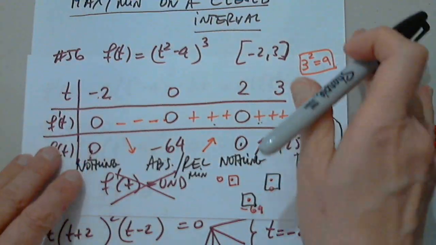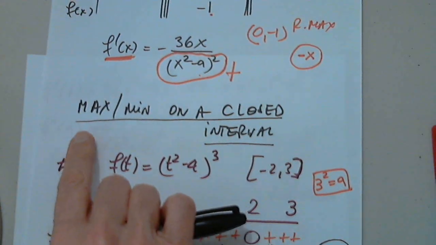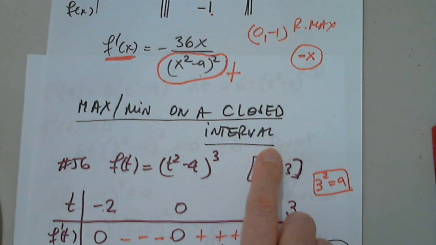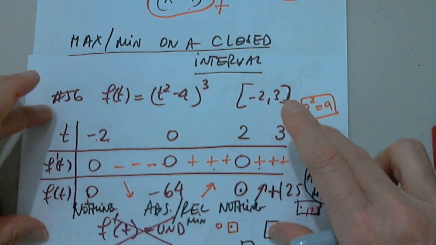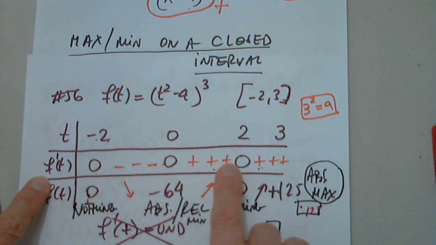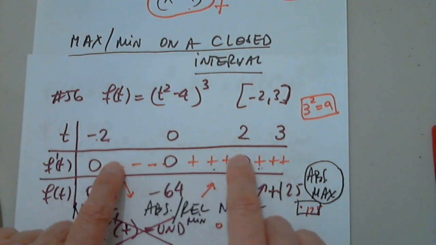So this is how we study the max min of a function on a closed interval. We create a table with a closed interval. We determine the derivative. We find all critical numbers. We have to study the sign.